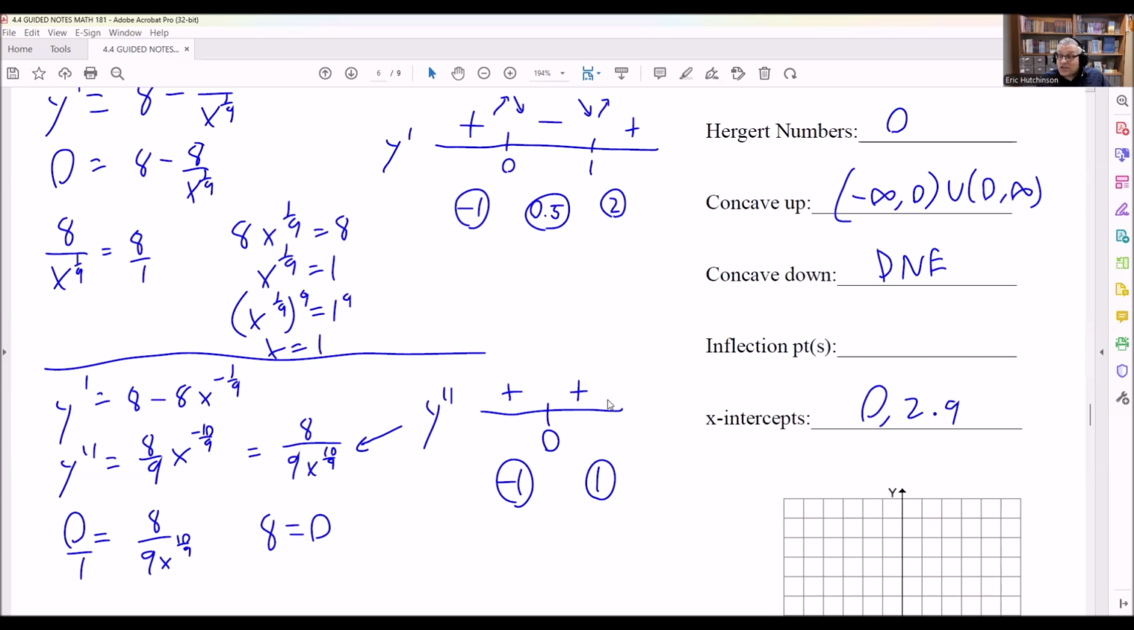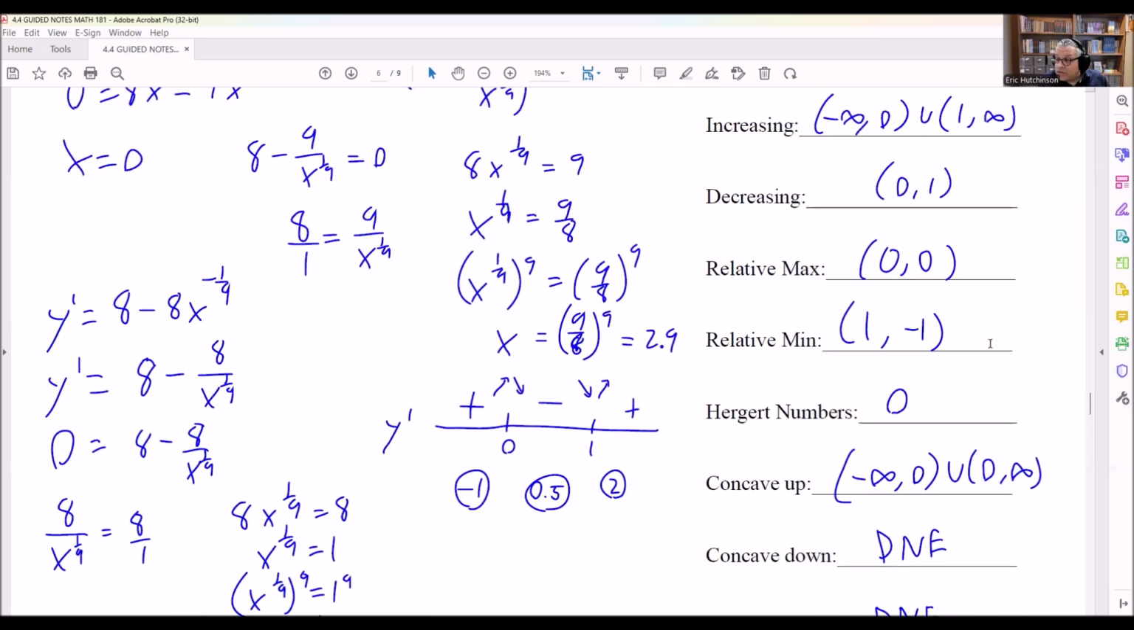And also, we see that inflection points are also going to be D and E here because we don't have a plus going to minus or minus going to a plus. We don't have any concavity change that's there. All right, so now let's go ahead and put all this information together and graph.